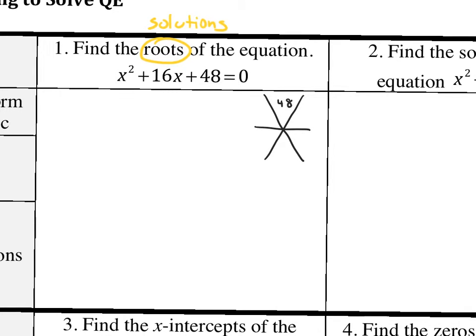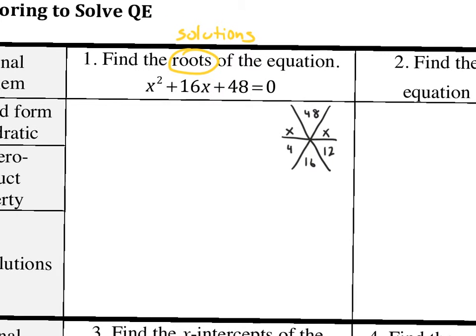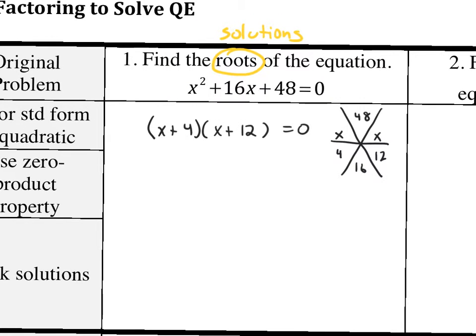So a times c is 48, b goes on the bottom, and ax is in the wings. And the two numbers that multiply to 48 are 4 and 12, and they add to 16. So notice my factors are x plus 4 and x plus 12. So all I've done is taken this trinomial and factored it to two binomials that multiply to this right side, which is 0.